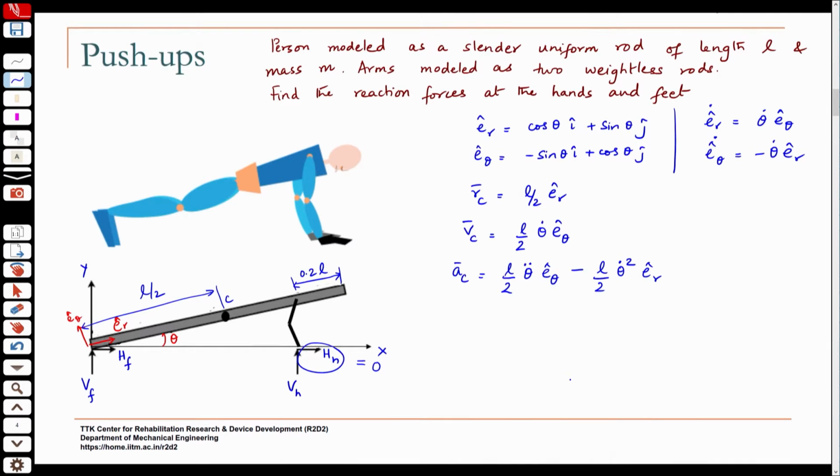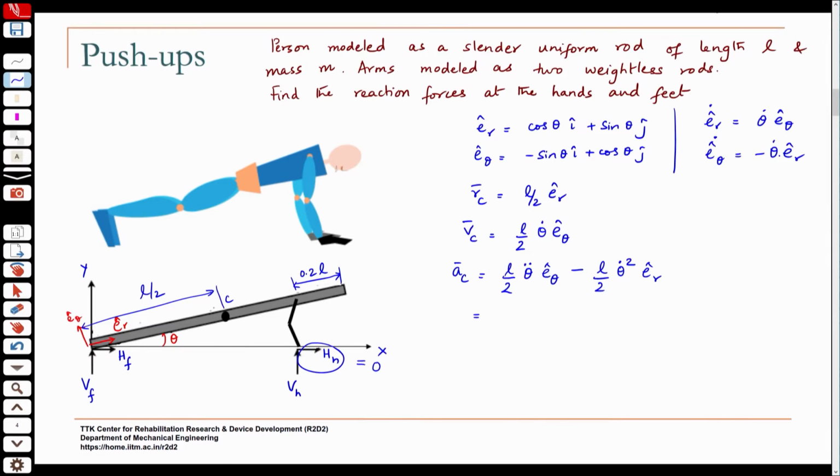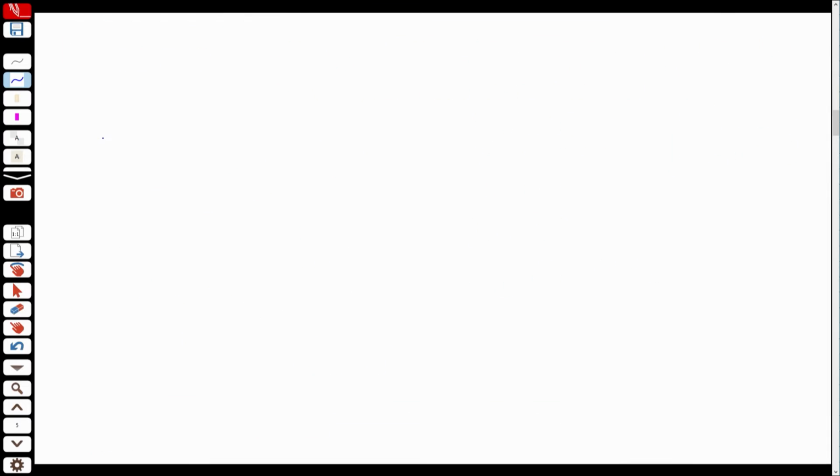Once I do this, I can then convert it back to the i-j coordinates, because that may be easier for me to do to find the horizontal and vertical reaction forces, rather than trying it directly. So, now I know the relationship. Let us first draw the kinetic diagram.